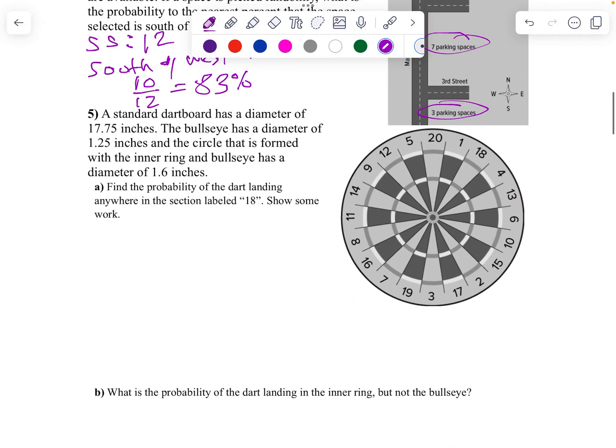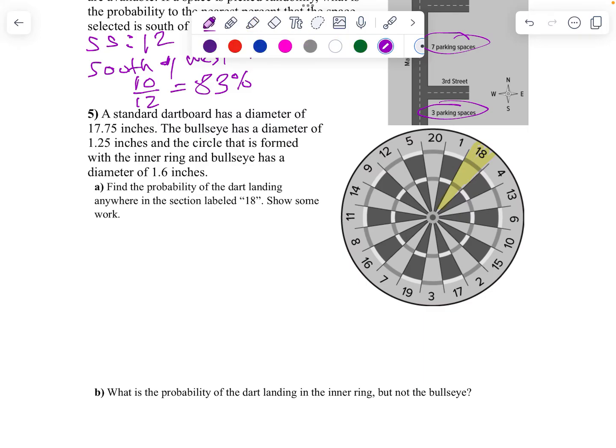And in question number 5, we have to look at some assumptions here. So I've got this dartboard. It's got a diameter of 17.75 inches. The bullseye has a diameter of 1.25 inches. And the circle that's formed with the inner ring and the bullseye has a diameter of 1.6 inches. I want to find the probability the dart lands anywhere in the section labeled 18 inches. Now, to me, 18 inches would be this part right here, wouldn't it? I'm not going to include the bullseye.